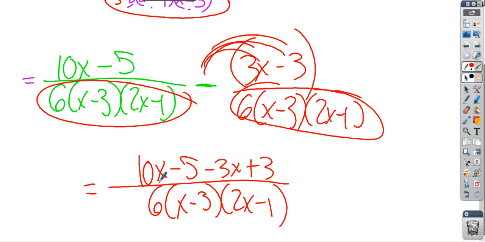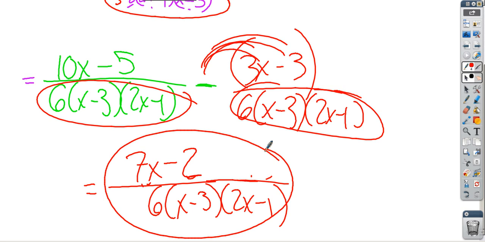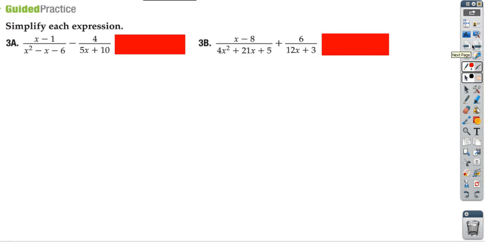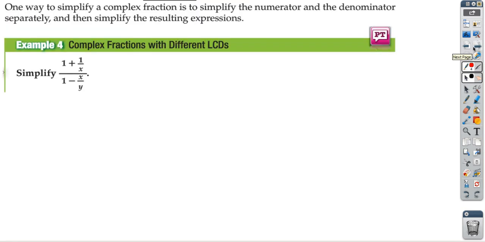So let's simplify that. 10x minus 3x would be 7x. So that simplifies down to 7x. And then negative 5 plus 3 would be minus 2. So that simplifies to minus 2, and that is the simplified answer. Okay. Let's try just 2 more here.